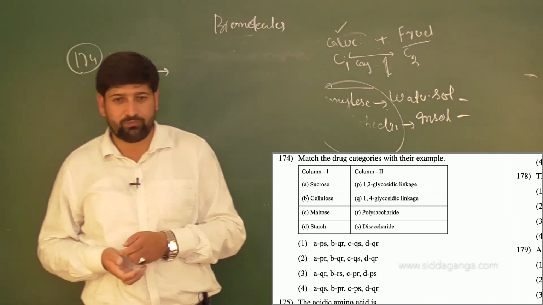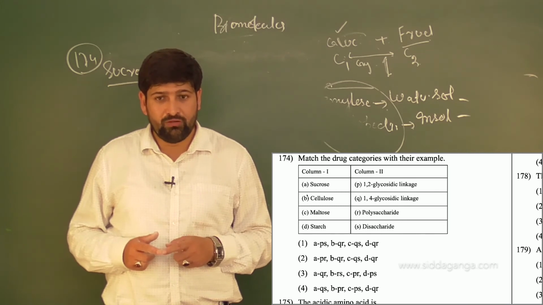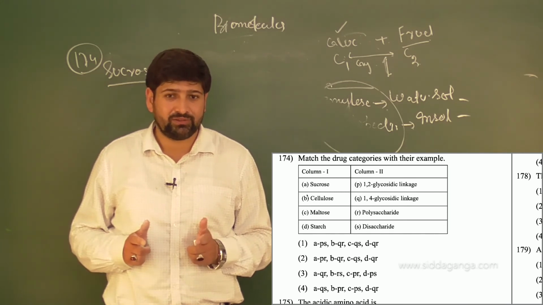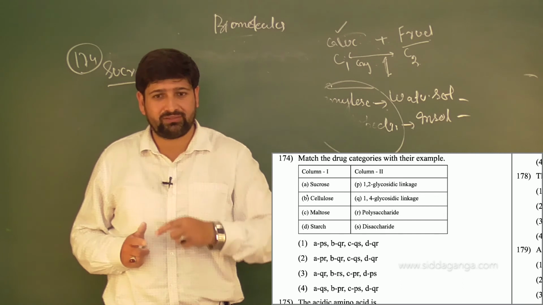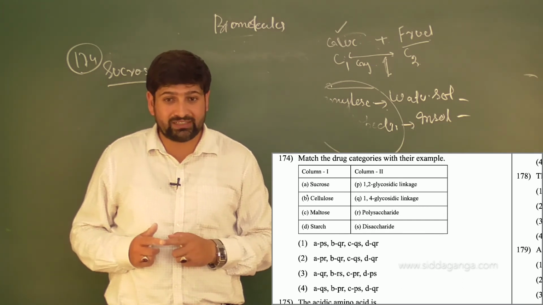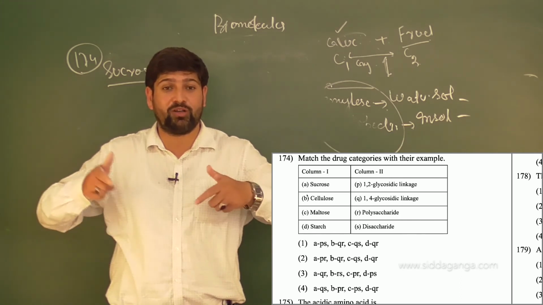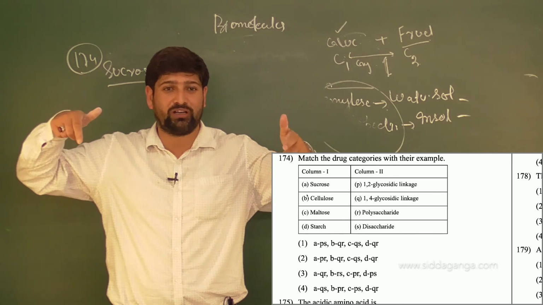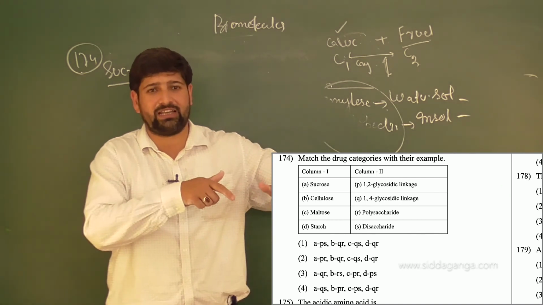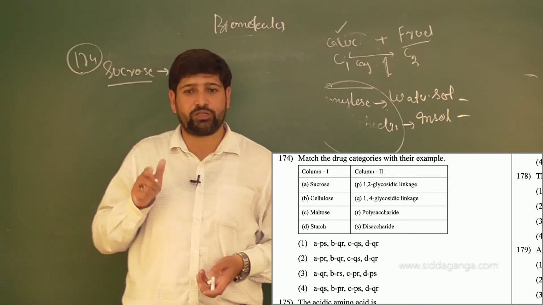Let us see B also now. B is cellulose. Cellulose, first of all, is a polysaccharide. So B matches with R. In the second option also B matches with R. What else? B matches with Q also. Why? Because in cellulose the links are what? Only one linear chain where the link is 1,4 link is there. So B matches with Q and R.